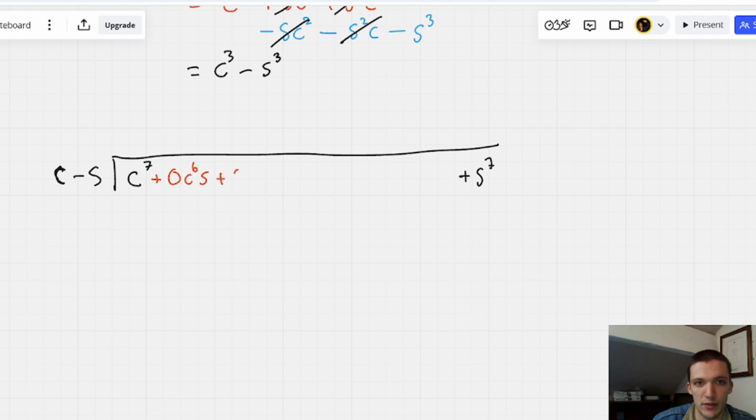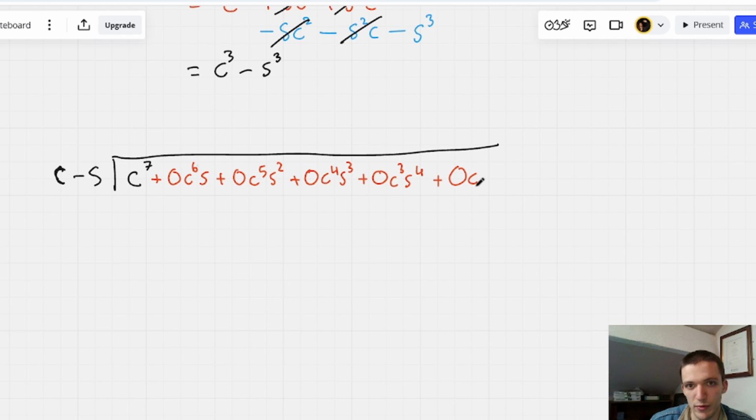0c^6s plus 0c^5s squared plus 0c^4s cubed plus 0c^3s^4, sorry that's not an s, s^4, and I'm actually going to need some more space still. Let's keep going.